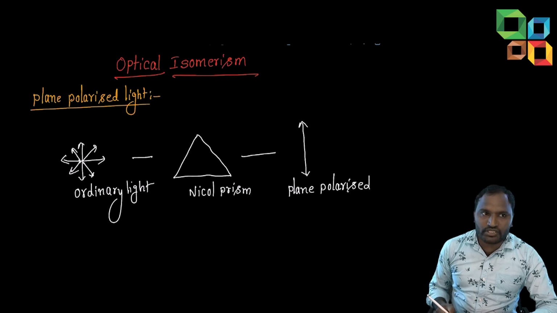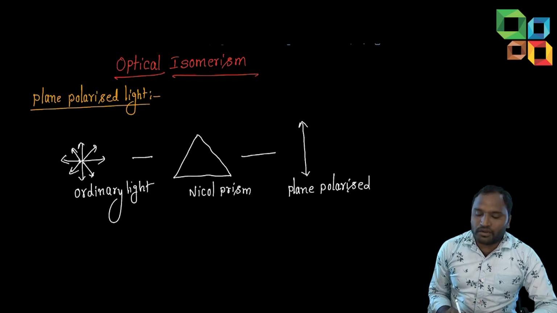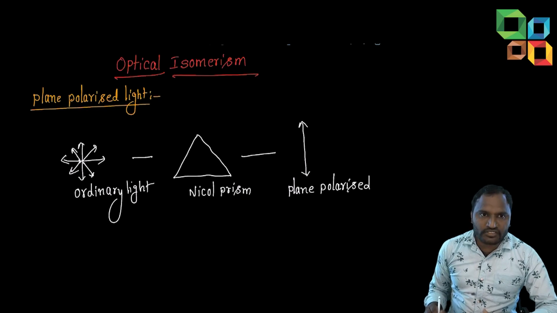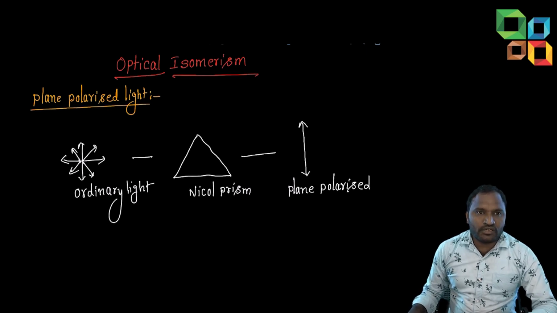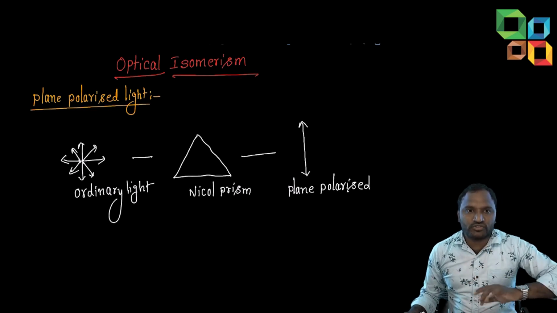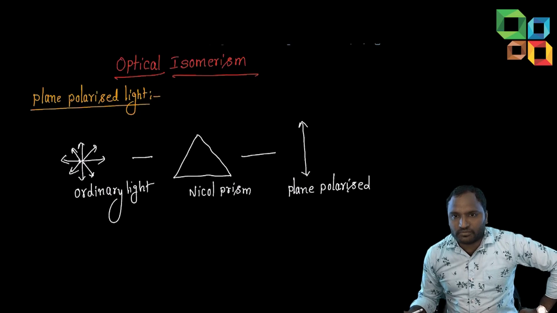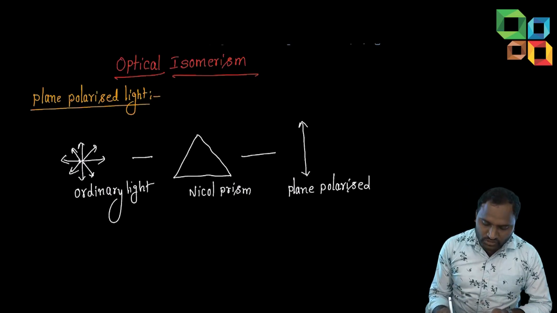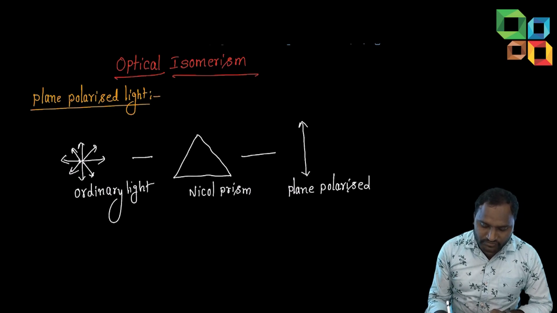Light which is moving in one plane is called plane polarized light. What is the necessity of this plane polarized light? I will tell. Plane polarized light understood? Generally, ordinary light travels in all directions, but plane polarized light vibrates in only one plane. What is the necessity of plane polarized light? Now, side heading: optical activity.